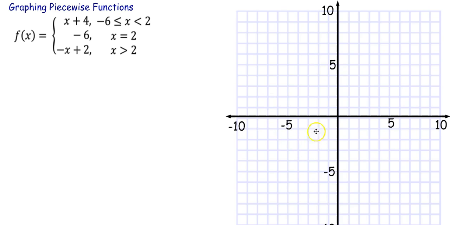So in your graph, you are going to find 3 lines, or I think in this case you are going to just see 1 dot and 2 lines. Okay, let's go ahead. The first piece is f of x is equal to x plus 4. And what is the condition? X is greater than or equal to -6 and less than 2.